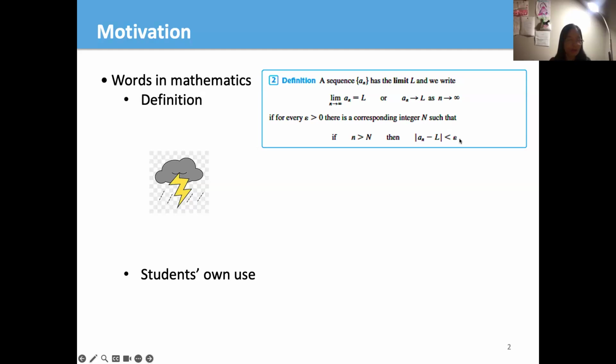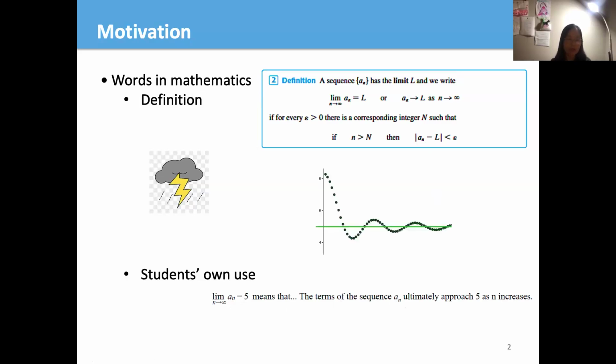But then when you ask students what the limit is, this is actually from our data, they say limit as n approaches infinity of a sub n equals 5 means that the terms of the sequence a sub n ultimately approach 5 as n increases. And this actually creates conflict because it gives different rules for, for example, classifying this given graph as an example of a convergent sequence or not.